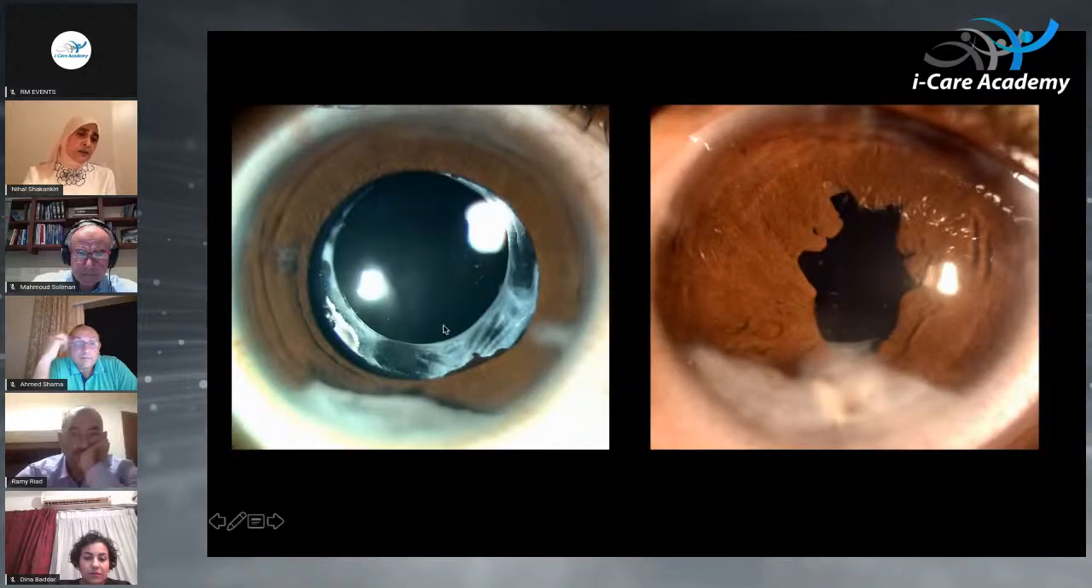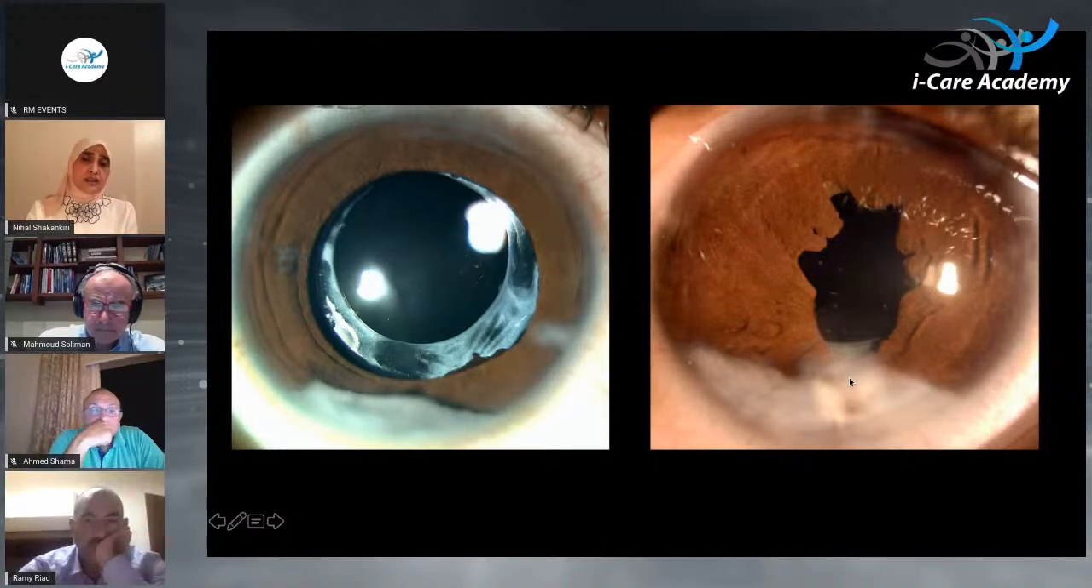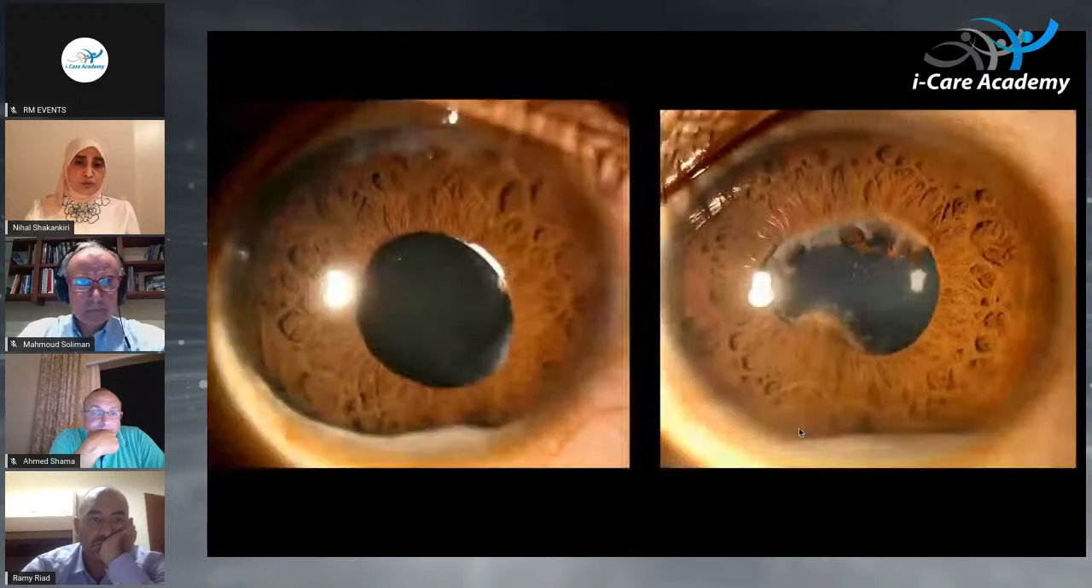And here is an eye 1 year after surgery, and this is the fibrosis here in the anterior chamber, and the IOL is well centered with a clear visual axis. And this is another eye 1 year after surgery, clear visual axis, and these are multiple sphincterotomies because the pupil was drawn towards the fibrosis.